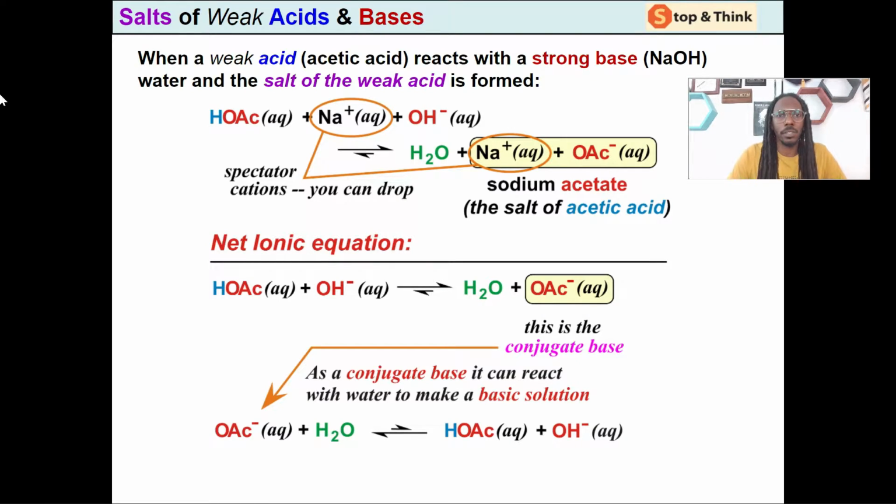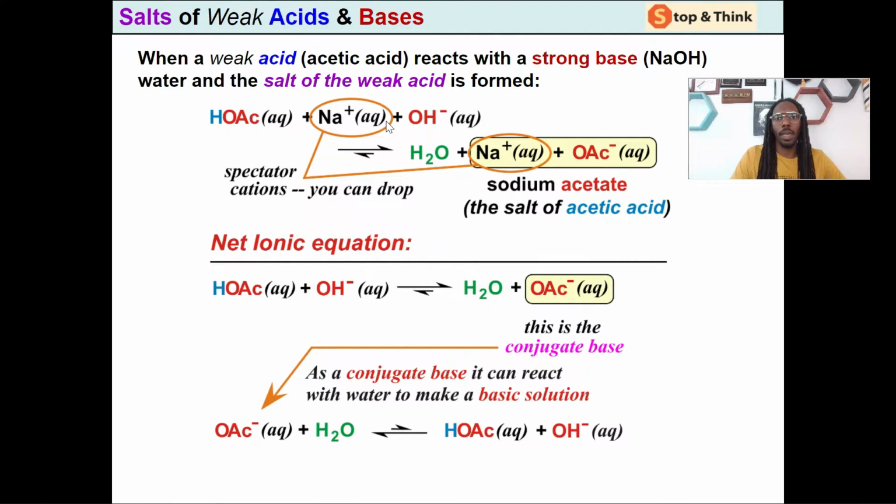When a weak acid reacts with a strong base, the salt of the weak acid will be formed. So let's look at an example here. Let's say we have acetic acid, reacting with a strong base, sodium hydroxide. This is our reactant side, and we have to understand that when the base is in solution, it's in ion form. What happens is that the salt of this weak acid will be formed.